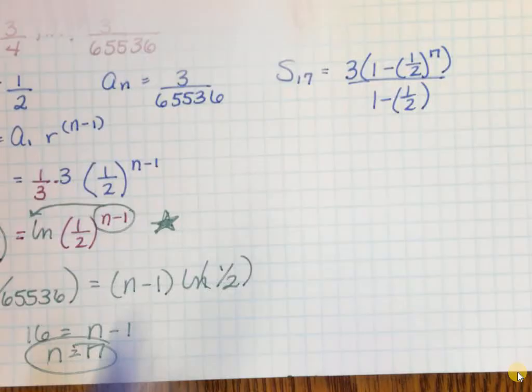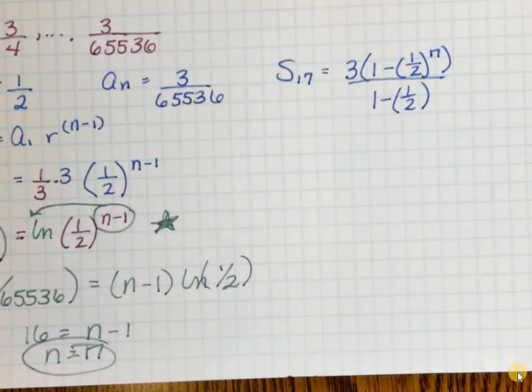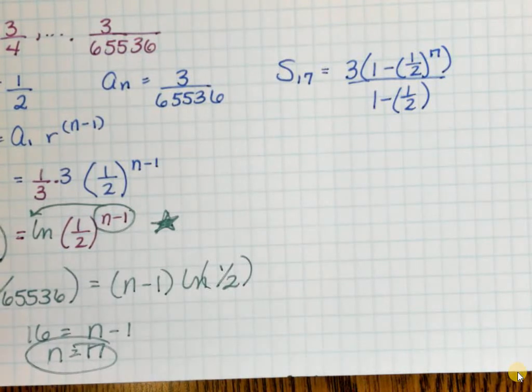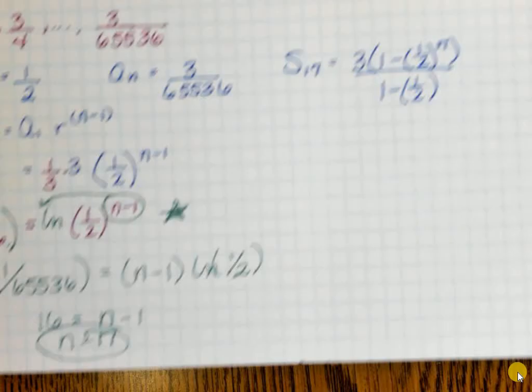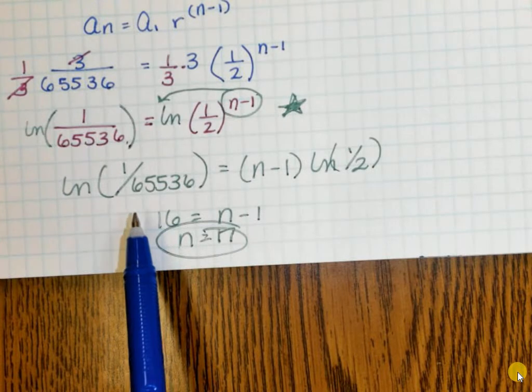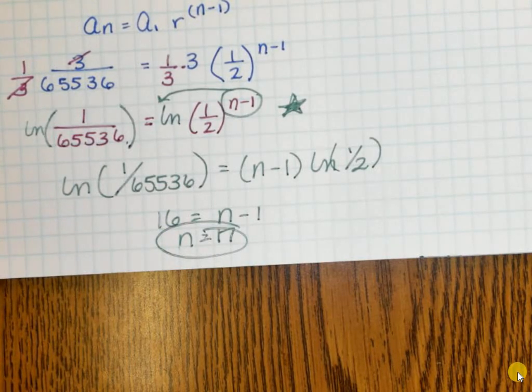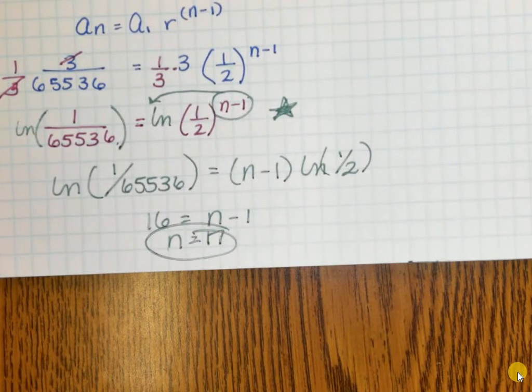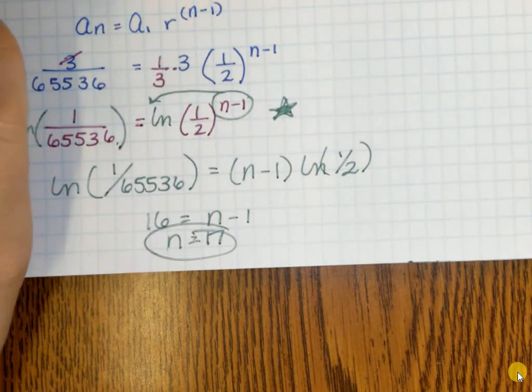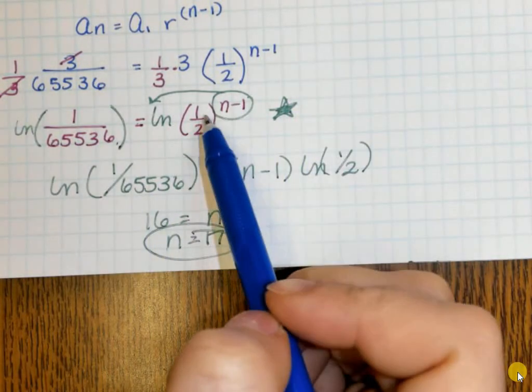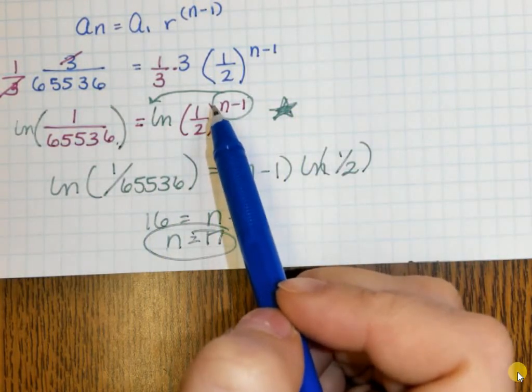Oh, you got 15 for n? No, I know for a fact my n is 17. Because when you distribute your n minus 1 here. Is that a minus? Yeah.